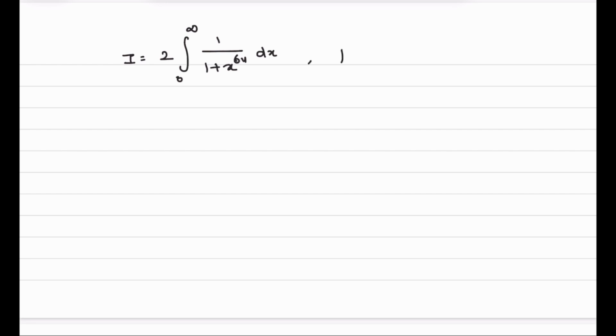Compare this with beta m n, which is the integral from 0 to infinity of t to the power of m minus 1 whole divided by 1 plus t to the power of m plus n dt. Don't worry about dx and dt.